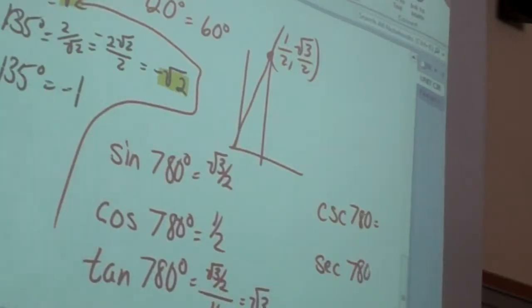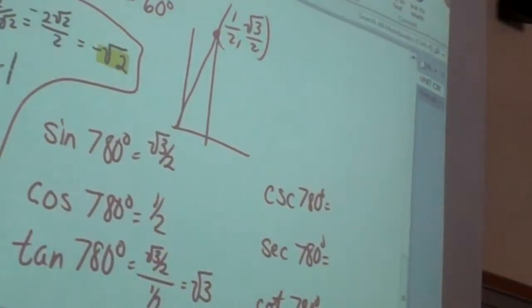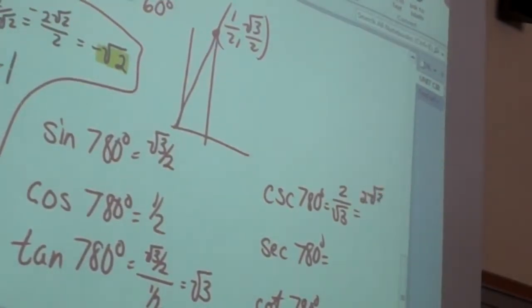Alright, one second, I'll come back to that. Okay, this one is what? 2 over square root of 3. Someone already told me, I think. 2 radical 3 over 3. There you go. Secant is just 2. And then cotangent is 1 over square root of 3, which is square root of 3 over 3.